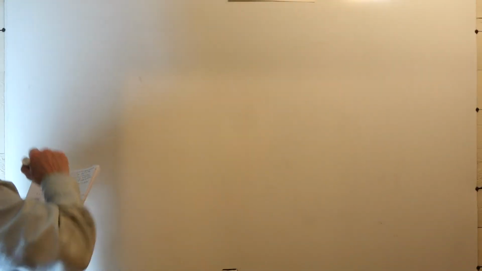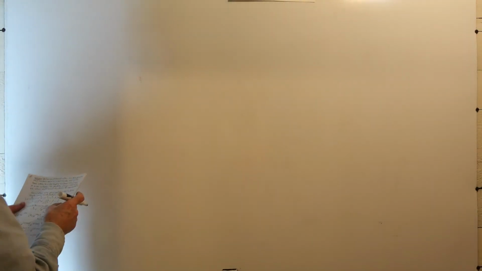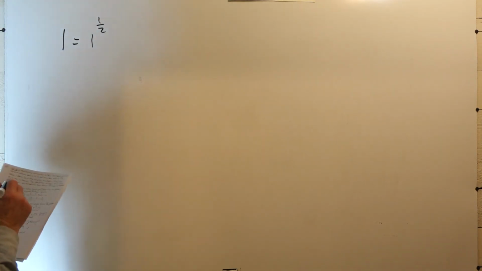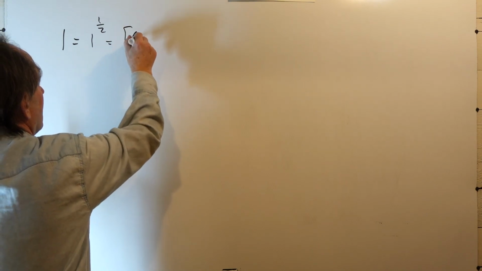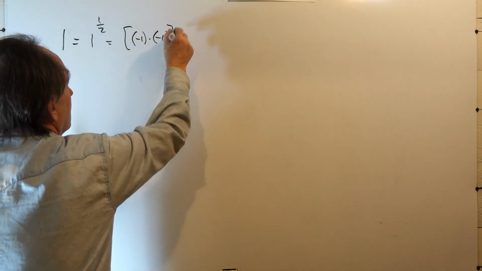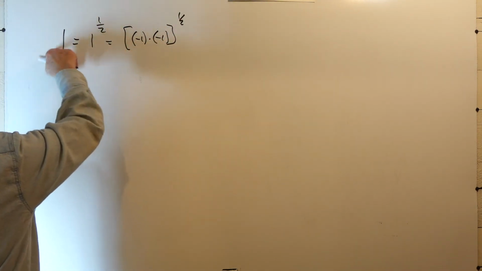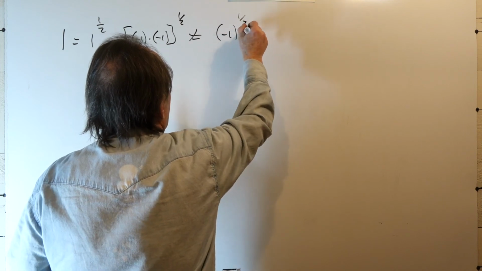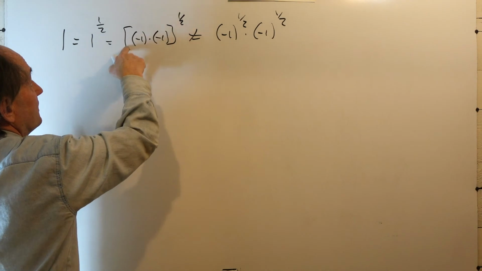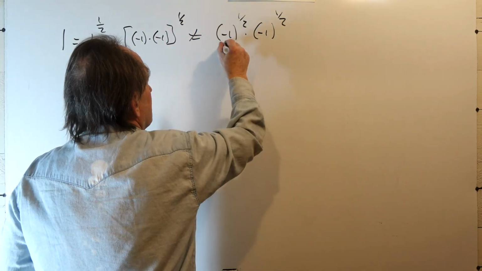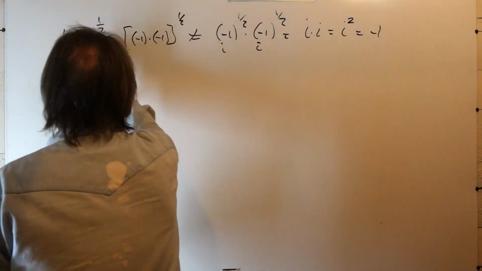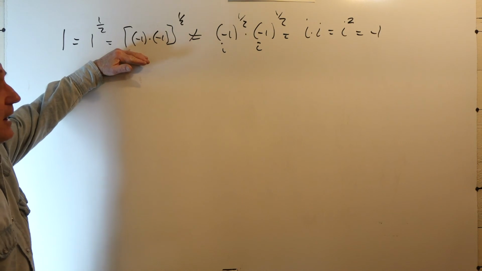Now, suppose I'm doing my calculations using principal branches for the functions and define the exponentiation to be single-valued. I could represent the number 1 as 1 to the 1/2. We know that to be true. And suppose I choose to write it as -1 times -1, to the 1/2. -1 times -1 is positive 1, to the 1/2 gives us 1. But this is not equal to -1 to the 1/2 times -1 to the 1/2. Well, if I distribute the exponentiation through, we know this to be i and this to be i. So we end up with i times i, or i squared, which is -1. So 1 is not equal to -1 when we're dealing with a single-valued function.